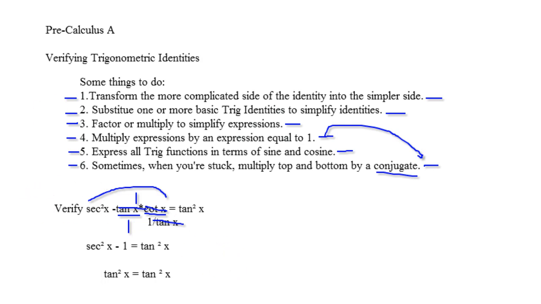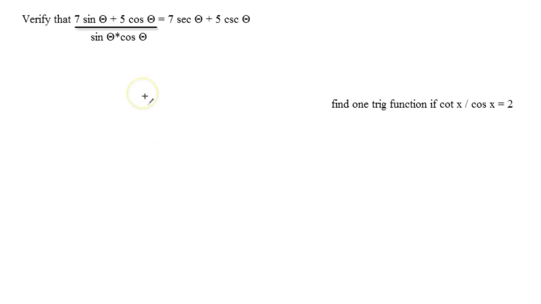So now I've verified that you can simplify secant squared x minus tangent x times cotangent of x into just tangent squared x. So in the future, if you see this, just simplify it to this. And once you verify an identity, you can always use it in the future. Okay? Alright, now this one right here.